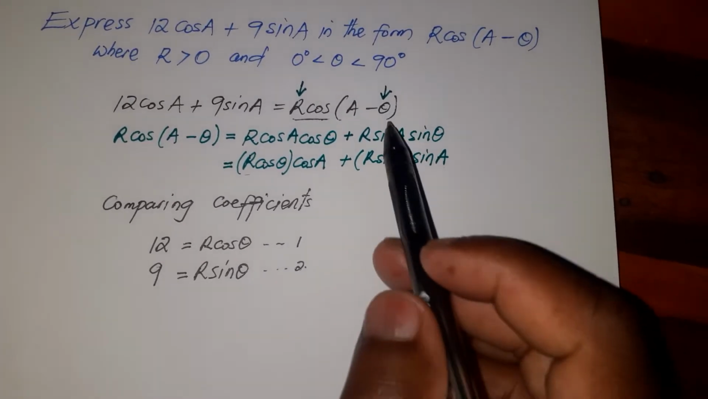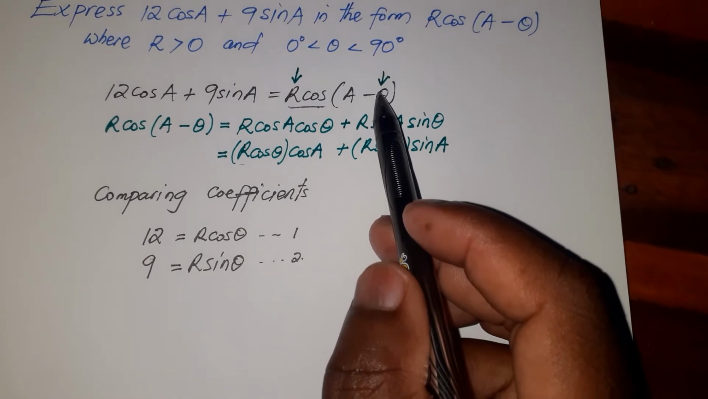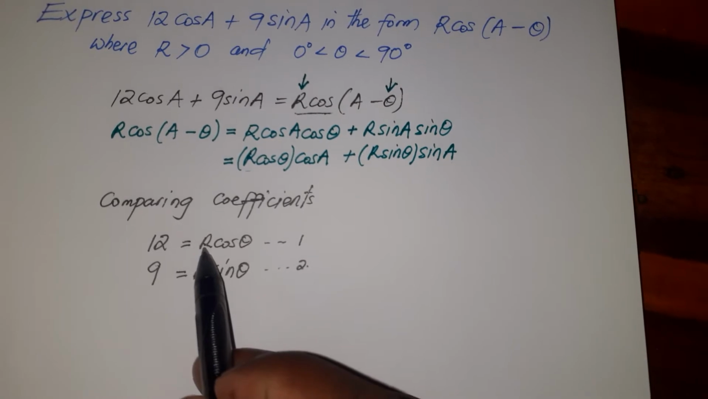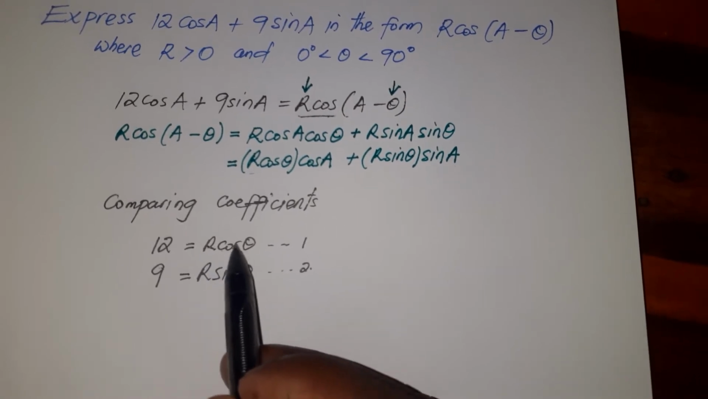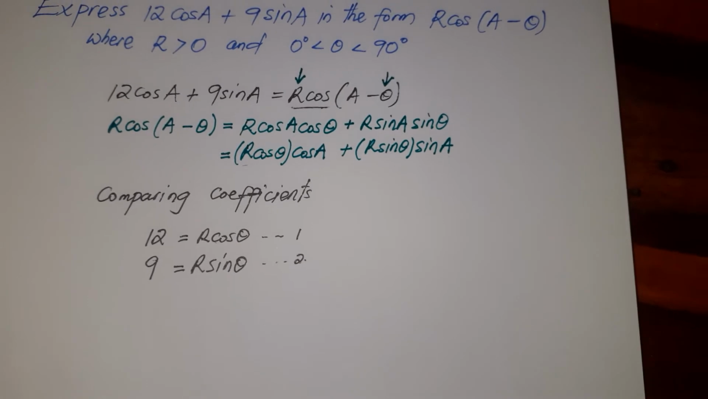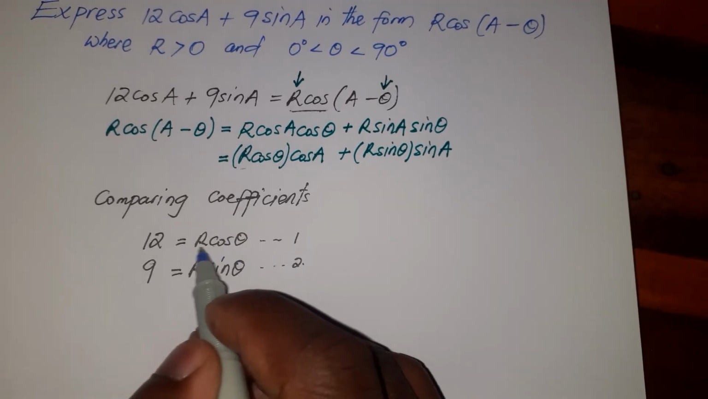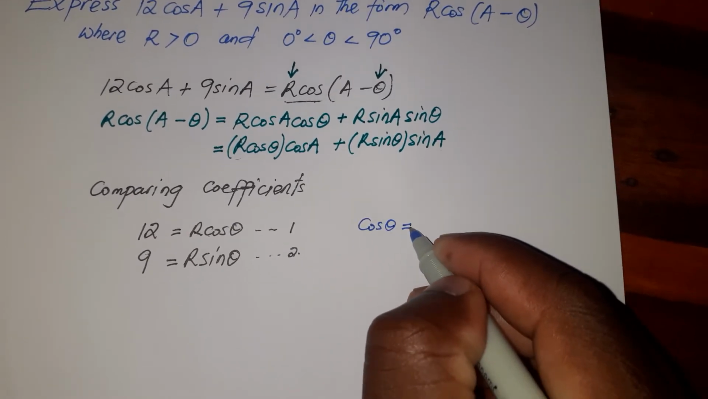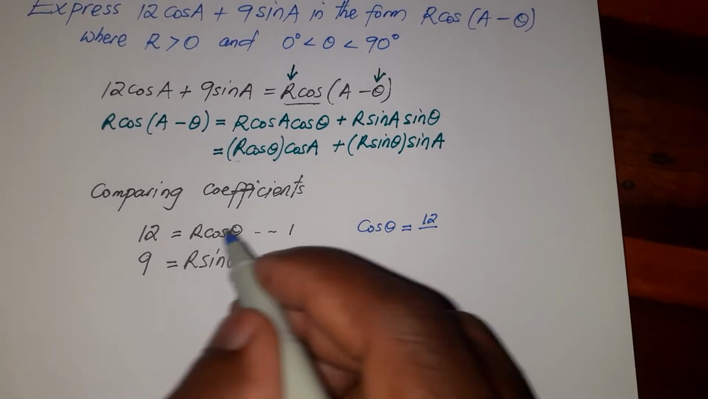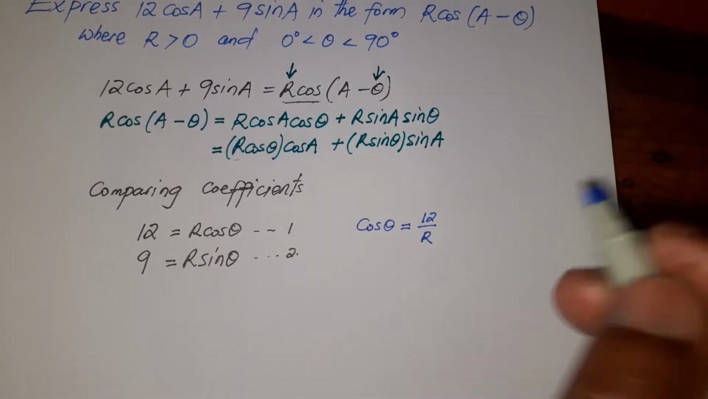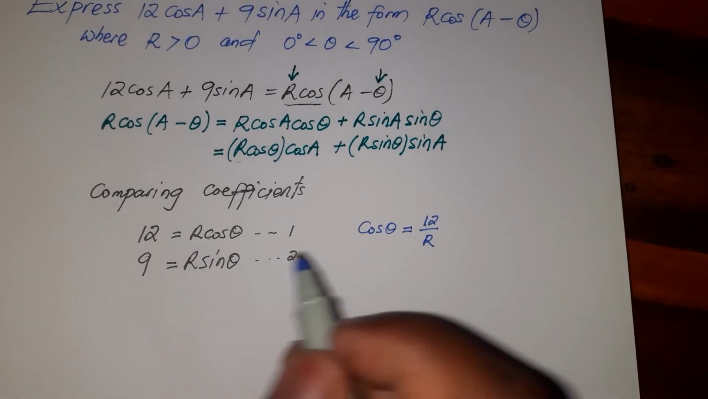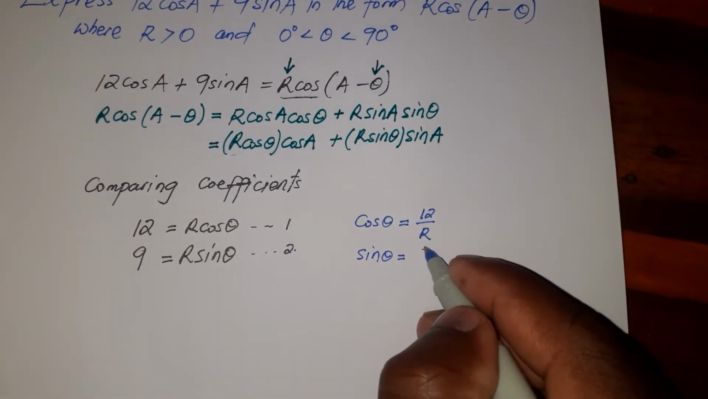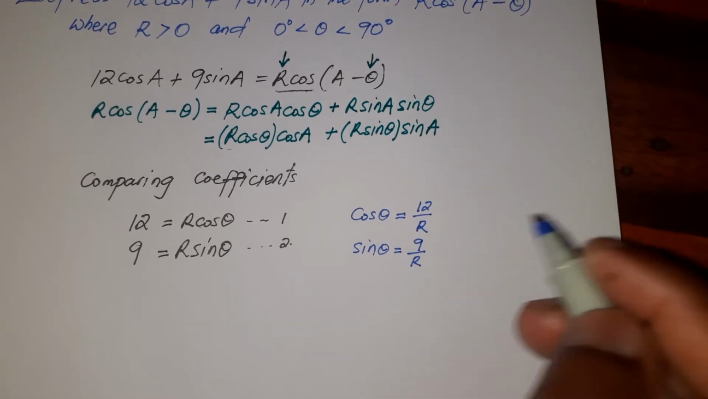But since we said we want to find the value of R and theta, it would be better if we can make not R but cosine theta the subject of the formula. Then it means we are going to divide both sides by R. Then we have cosine theta is equal to 12 over R, while here our sine theta is going to be 9 over R.